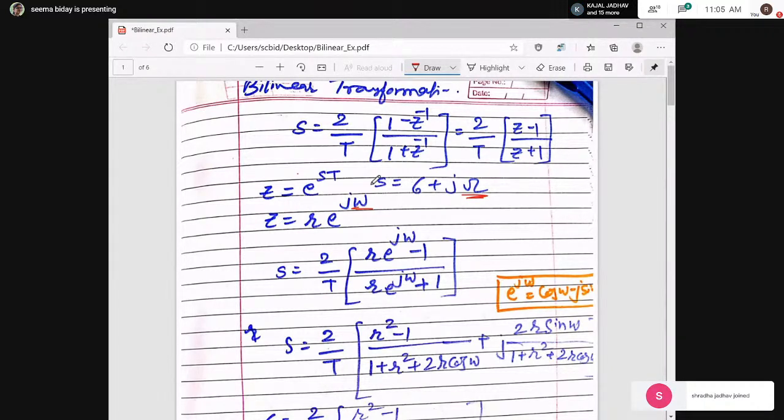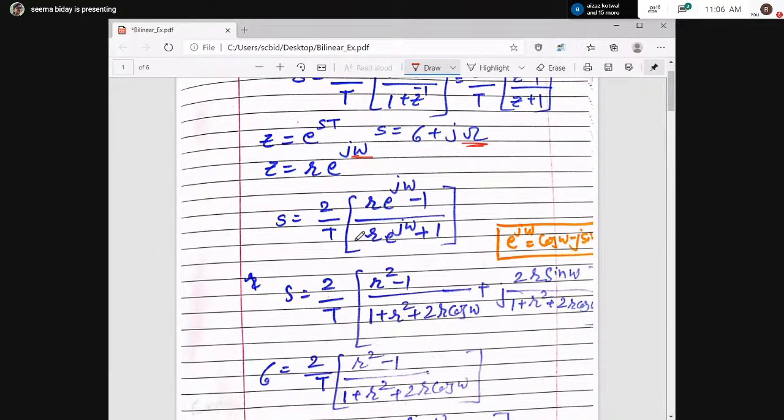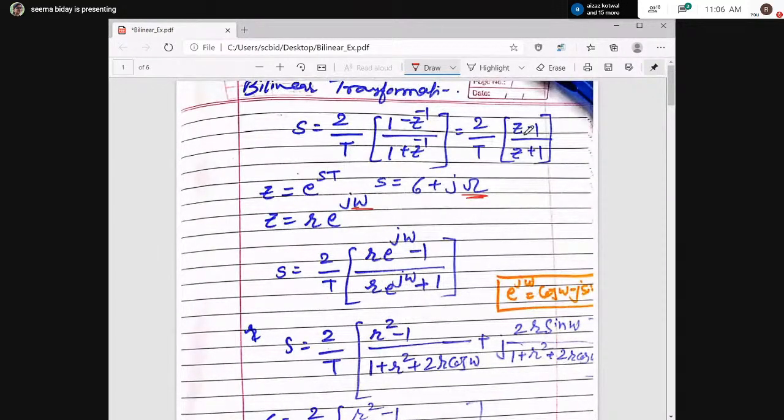What is S? S is the Laplace variable we are using, sigma plus j omega. Sigma is attenuation, omega is the analog frequency. Z is denoted by r into e to the power j omega in the polar form. Is this okay? r is the magnitude, omega is the angle. So now you can write S equal to 2 by T, in place of Z, I can write r into e to the power j omega minus 1 upon r into e to the power j omega plus 1.